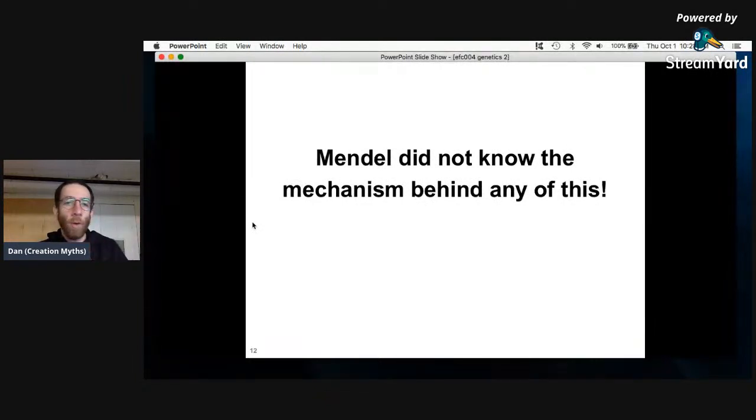So he wasn't dealing with the biochemistry of any of this or the molecular genetics of any of this. He was just looking at the parent to offspring to grand-offspring level, looking at the results and figuring out the rules based on the observations. It's actually extremely impressive. Good for Gregor.